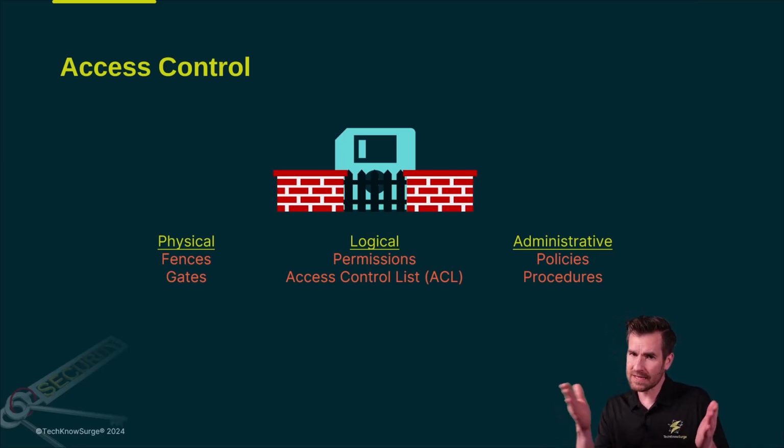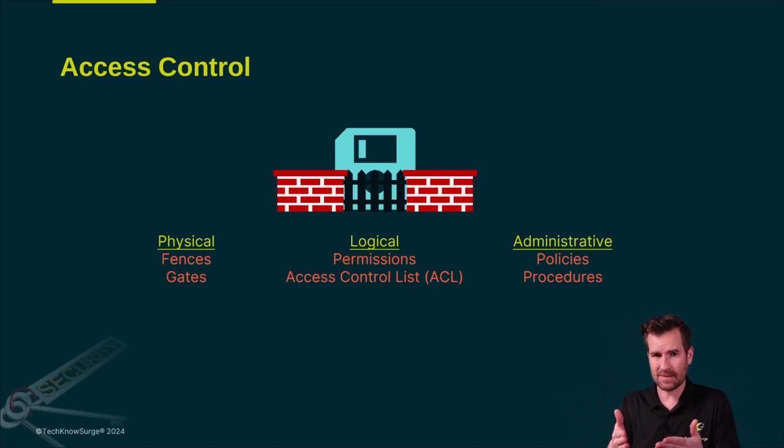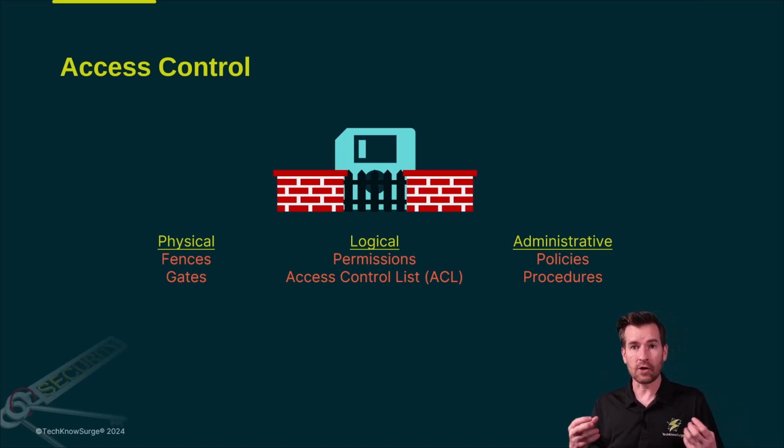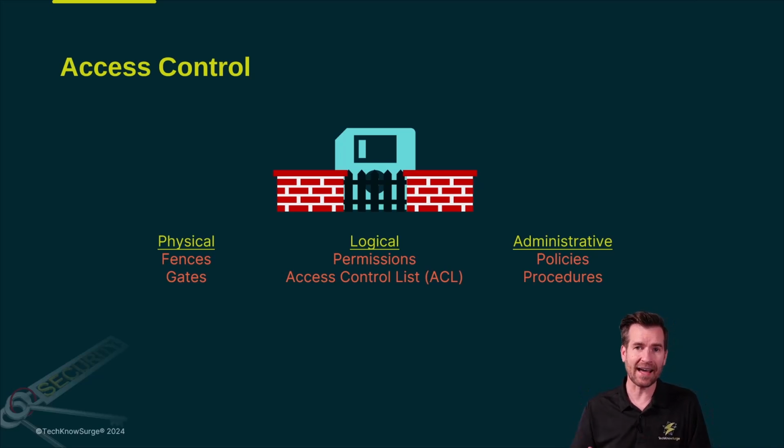And there's kind of three spokes to this, three different ways of looking at this. One is the physical aspects. How physically can people get to that data? Are your servers locked up? Are they behind fences? Are they behind gates? Are there security guards? Are there surveillance cameras? How physically have you controlled access to those servers that are running those services or storing that data?